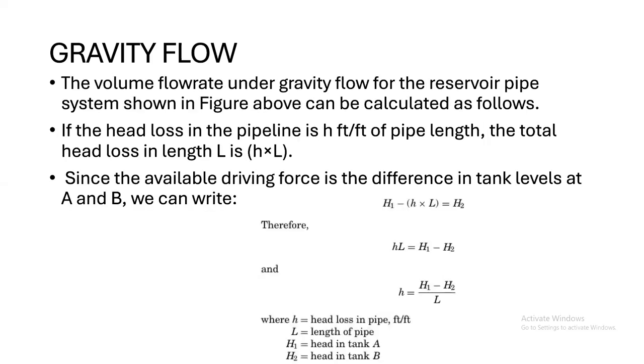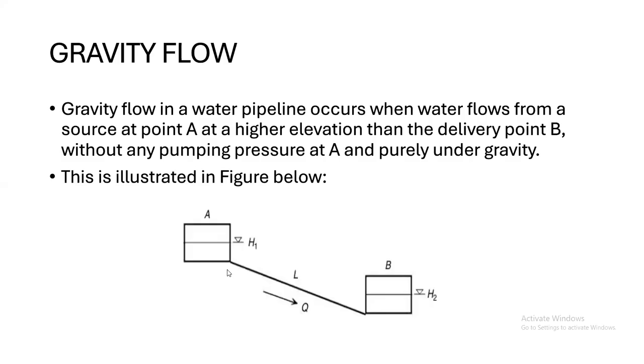So the volume flow rate under gravity flow for the reservoir pipe system shown in the figure above can be calculated as follows. If the head loss in the pipeline is h feet per foot of pipe length, the total head loss in length L is that. Which means it's your head loss per foot multiplied by this length, right?